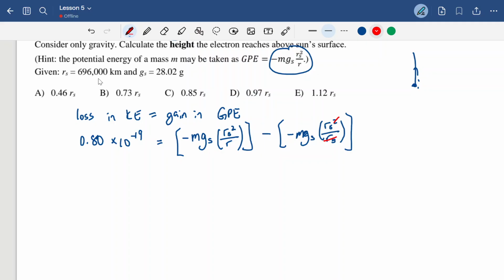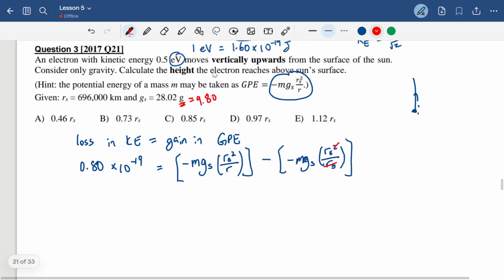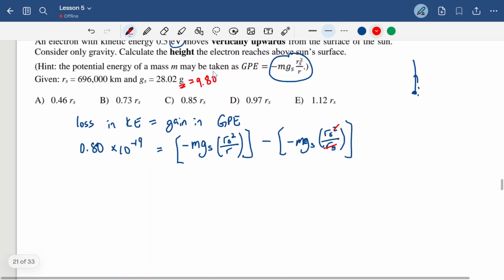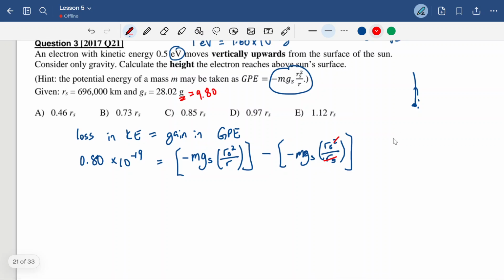So all these are given to you. You know that this g is 9.8. Oh yeah, I forgot to give you one value. That's why you cannot do it. You also need one more value: mass of electron as 9.11 times 10 power minus 31 kg. I forgot to give you all this.